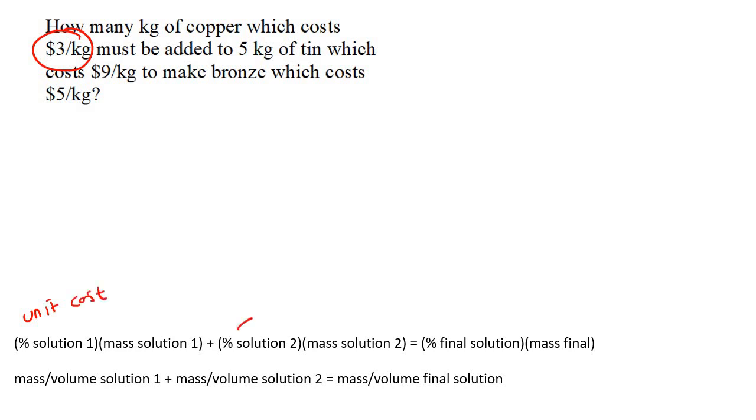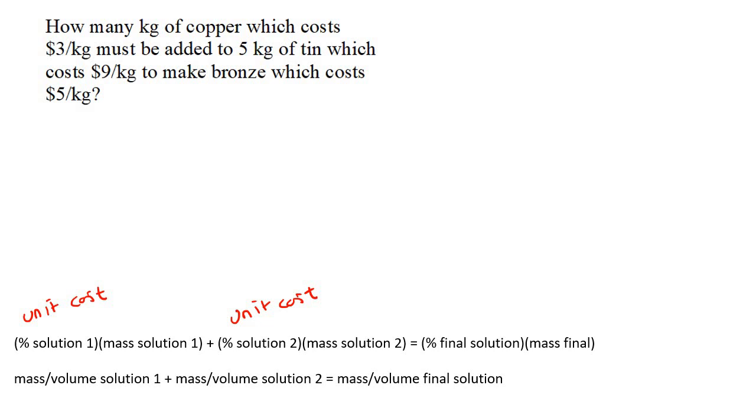Okay, it can also be a unit cost. A unit cost, what I mean is like dollars per kilogram, or dollars per pound, or something like that, okay? So it's always the price and then the mass. That is called a unit cost. So sometimes they'll use that instead of a percentage, okay?